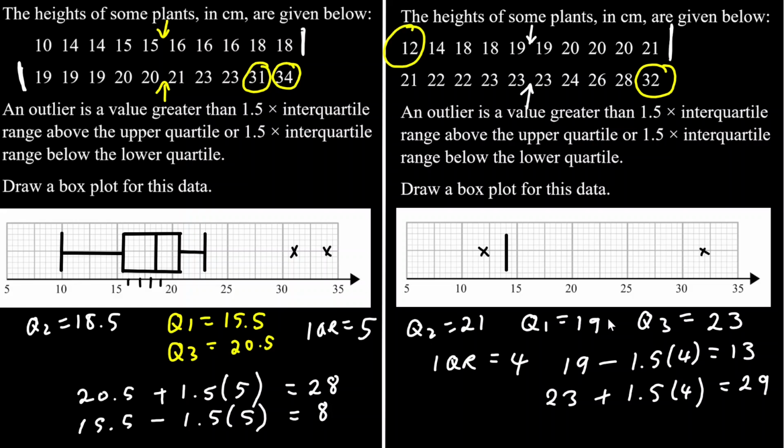Our lower quartile is 19. Our median's 21. Our upper quartile is 23. And our highest value, we can use 28 or 29. I'm going to use the next highest one, so I'm using 28. And then we just need to draw a box around my quartiles and connect to the highest and lowest. So there's our box plot.